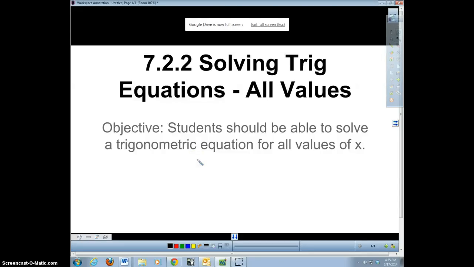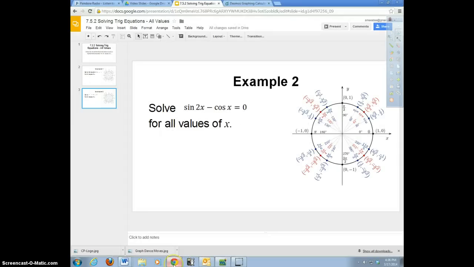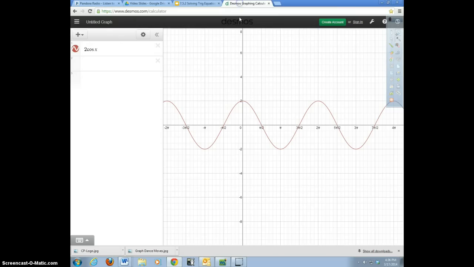Today it's going to be about solving trig equations. This time we're looking at all the values. So this is going to be actually a pretty quick video, I think. It's the same stuff as the last one, only this time we're looking at why we have a bunch of values. And in fact, we have an infinite number of values. So the objective here is that you should be able to solve a trigonometric equation for all values of x.